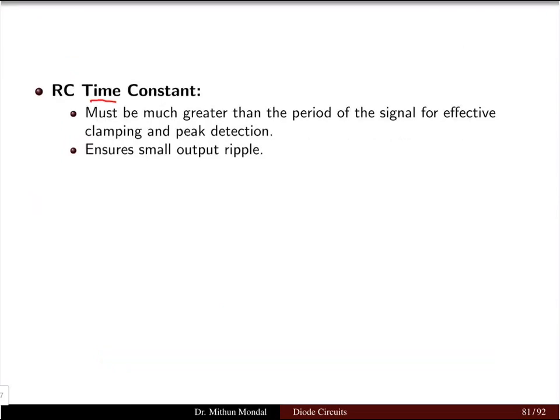If you talk about the time constant of this circuit, which is the RC time constant, it has to be much greater than the period of the signal. So whatever the time period of the input signal is, the time constant has to be much greater. Then only effective clamping and peak detection is possible. It will also ensure a small output ripple in the signal.